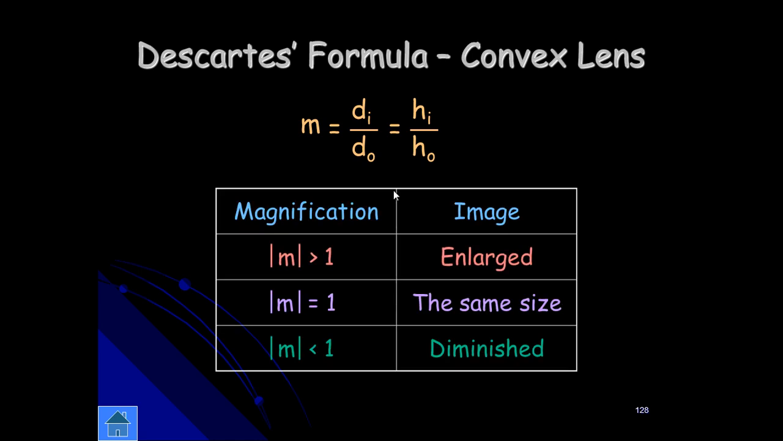Same rules apply. If you've got a number bigger than 1, we call it enlarged. The same size has got to be equal to 1, because they're ratios. And if it's less than 1, the image distance or height has got to be smaller than this, so it is obviously less than 1. It's a fraction.